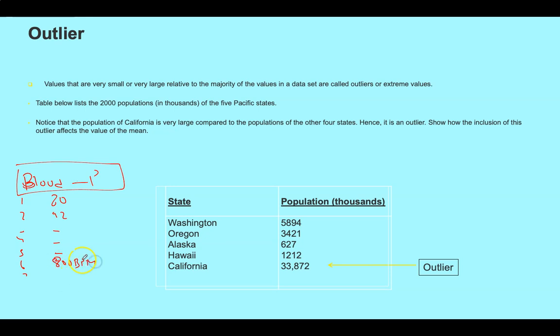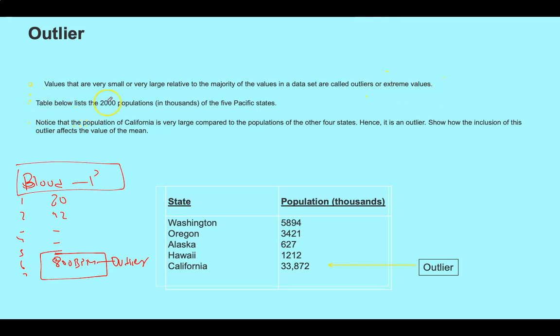So how do you understand an outlier? If we have 800 bpm, that is something unusual. Any unusual information, either very high or very low compared to other data, is called an outlier, and that is not applicable for our further analysis. One more example: values that are very small or very large relative to the majority of values in the data set are called outliers or extreme values.